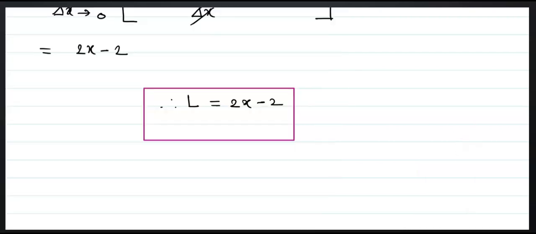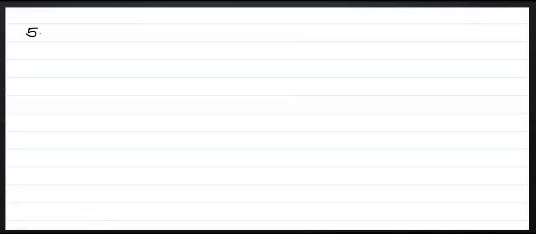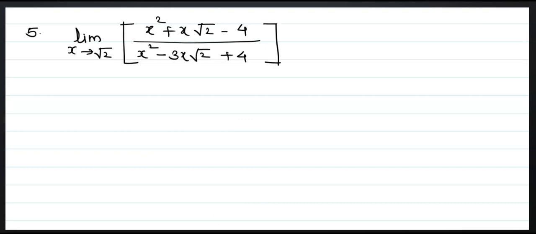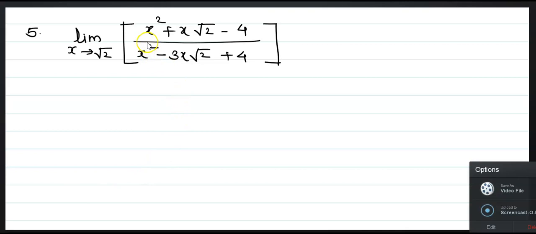Now next, limit x tends to root 2. Now this is the problem. That is limit x tends to root 2, x square plus x root 2 minus 4 over x square minus 3x root 2 plus 4. Now we will factorize here. What will be the cancellation factor? The cancellation factor is x minus root 2.